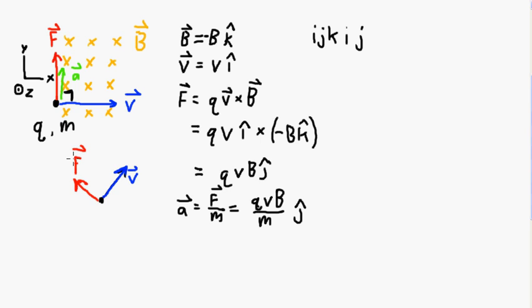So you are always going to have an acceleration perpendicular to your velocity, and that is exactly what you have in uniform circular motion. At any point, you're going to have a perpendicular acceleration.